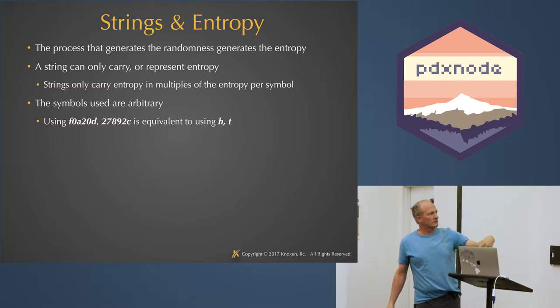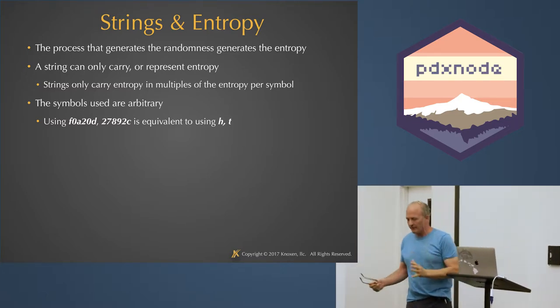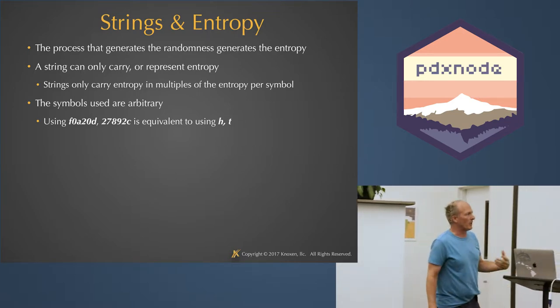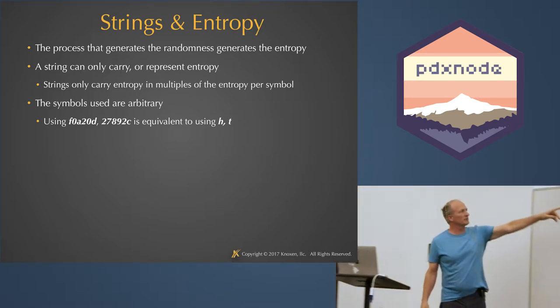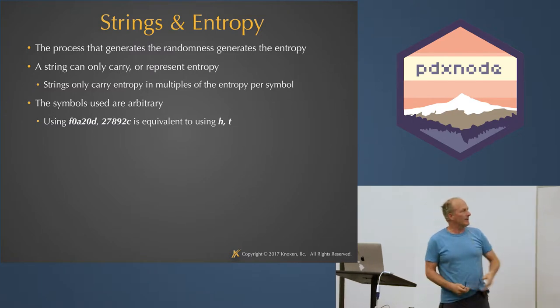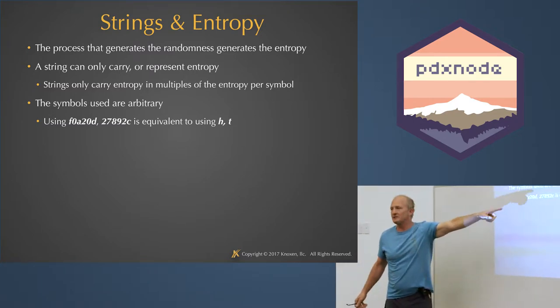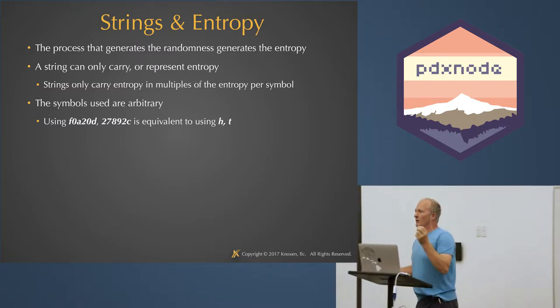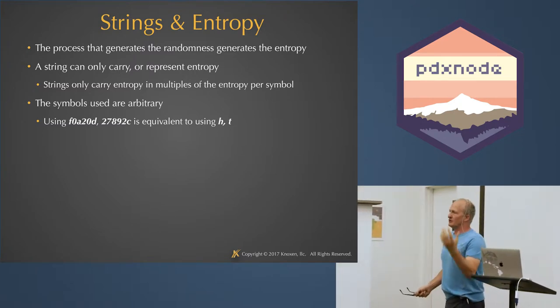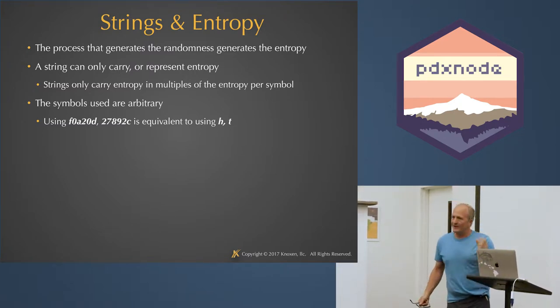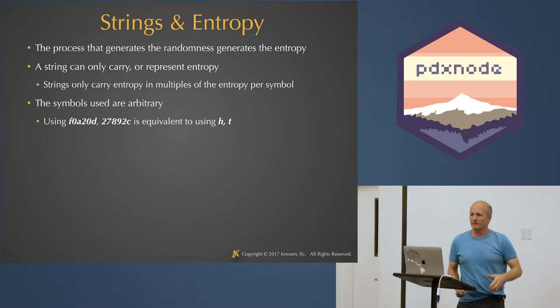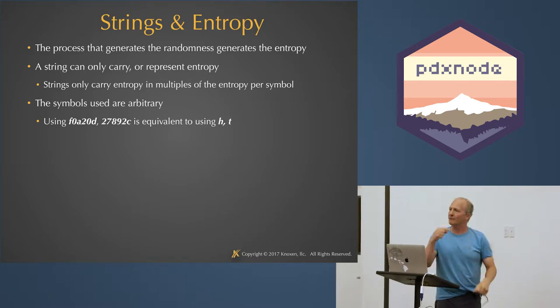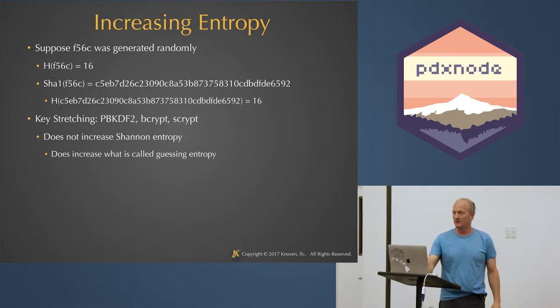Strings can only carry entropy in multiples of the characters in them, and the symbols used are arbitrary. I can use these two symbols or I can use H and T. Either way, I'm generating 1 bit of entropy each time I generate one of those things. So you can't look at the string and calculate the amount of entropy. You have to know the process that generates the randomness.